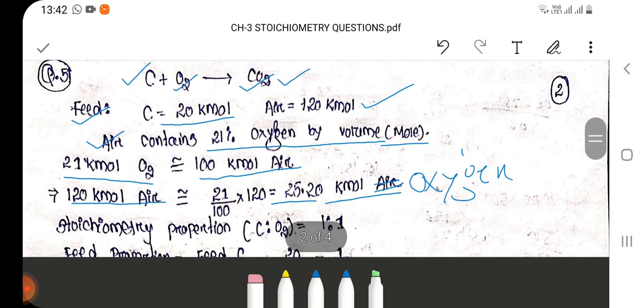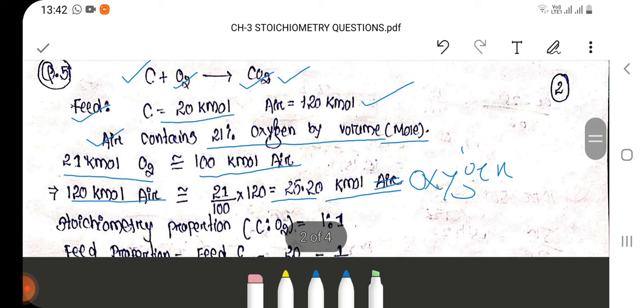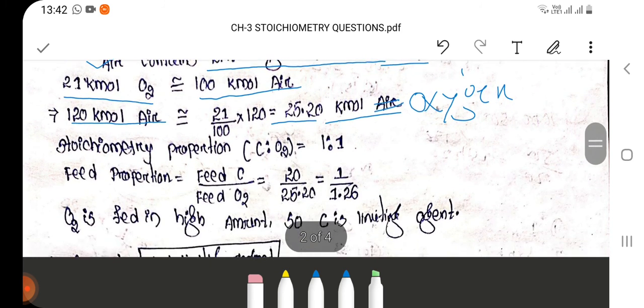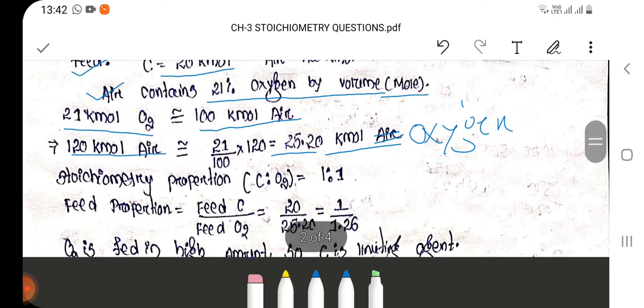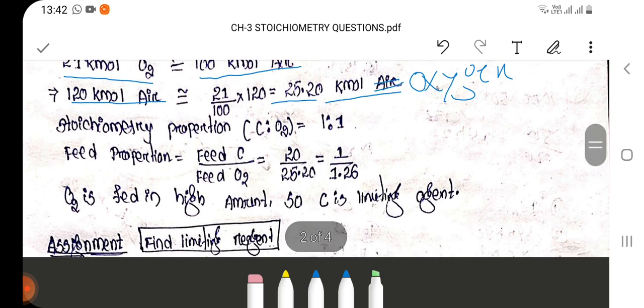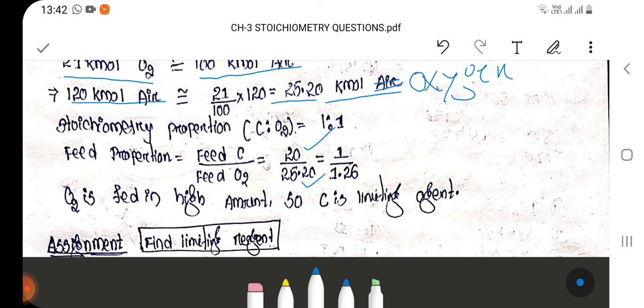Now we have to calculate the stoichiometric proportion of carbon to oxygen. The coefficient of carbon in the equation is 1 and the coefficient of oxygen in the equation is 1. So it has to be 1:1. For the feed proportion, carbon is provided as 20 and oxygen we calculated as 25.20. So 20 divided by 25.20. We divide 20 in both numerator and denominator. So in the numerator we get 1 and in the denominator we get 1.26.